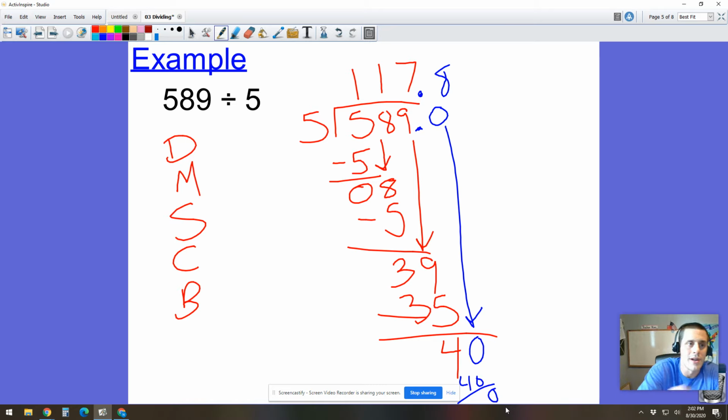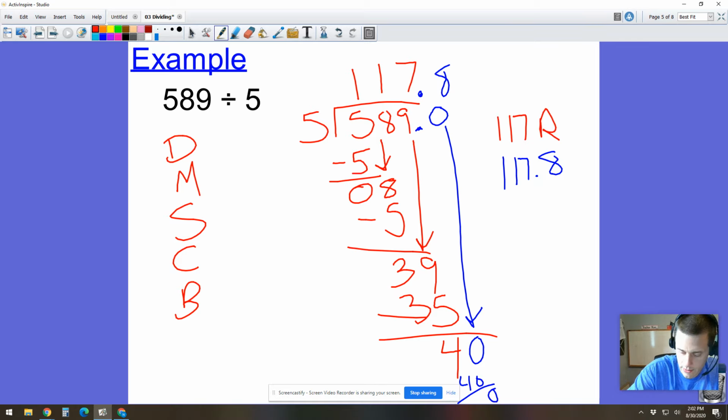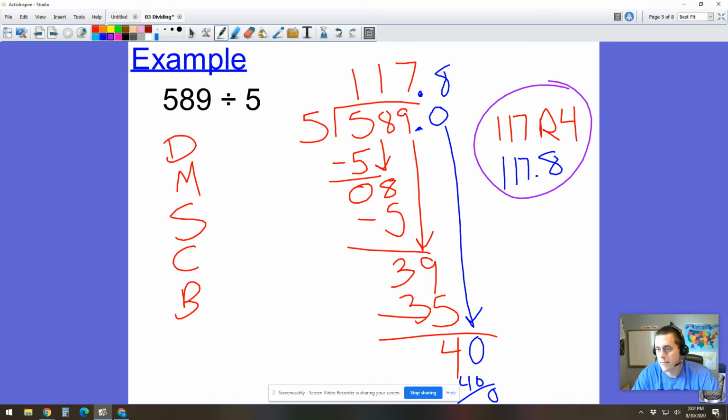Check step. 0 is less than 5 and nothing left to bring down with no remainder. So a more exact answer, 117.8. So if you went decimal form, 117.8. If you went remainder form, 117 remainder 4. I would accept either of those this week. Okay.